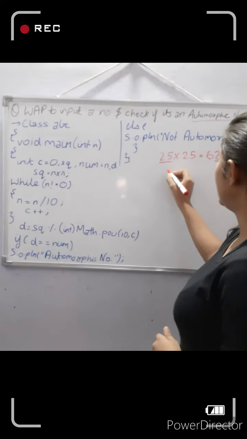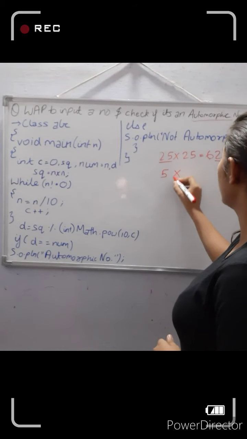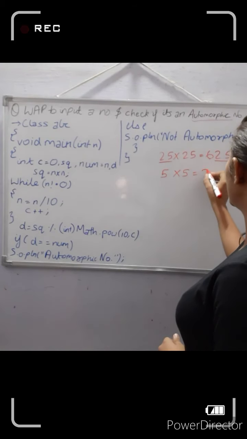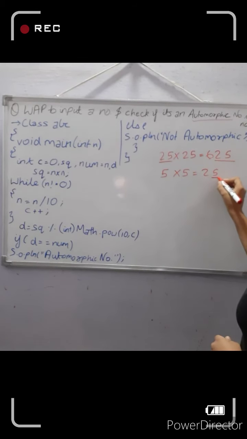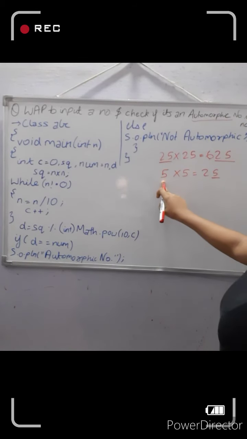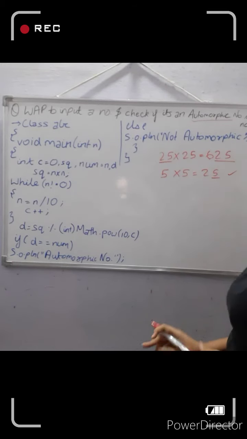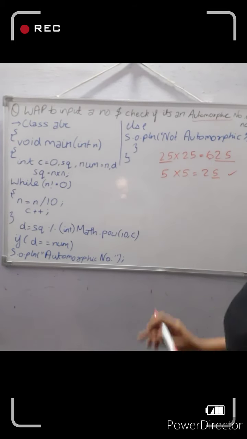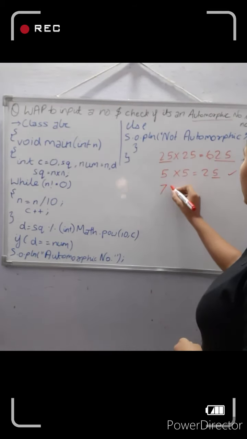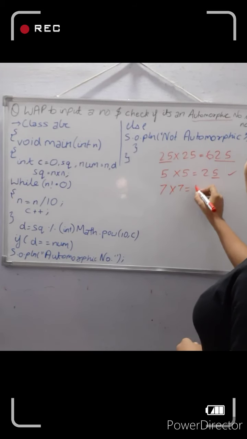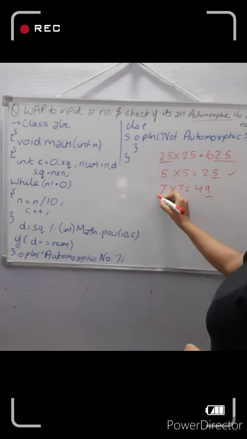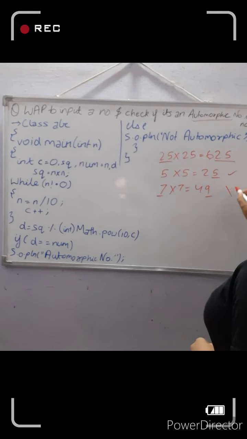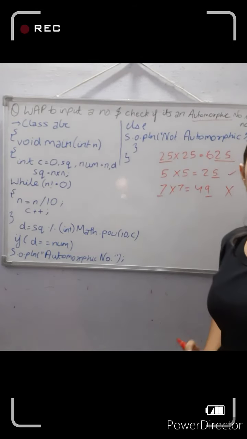Taking another example, number 5. So we are going to take its square, which is equal to 25. Now we can see over here that the last digit of the square of the number is equal to itself. So number 5 is also an automorphic number. Okay. Now taking another example, 7. 7 into 7 is equal to 49. And over here, the last digit is not equal to the digit entered. So this number is not an automorphic number.